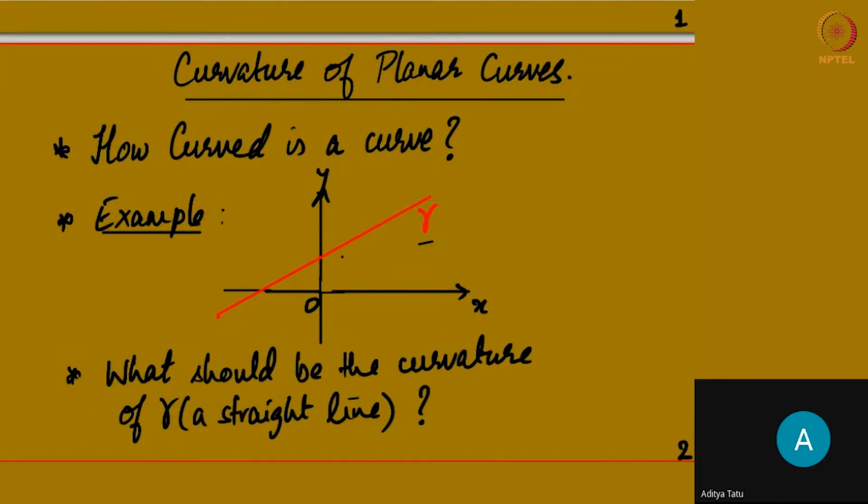This red curve, of course, is a straight line. So what would be your answer? Anyone? Anybody who answers my questions will get a chocolate when you return to the campus, if it helps.